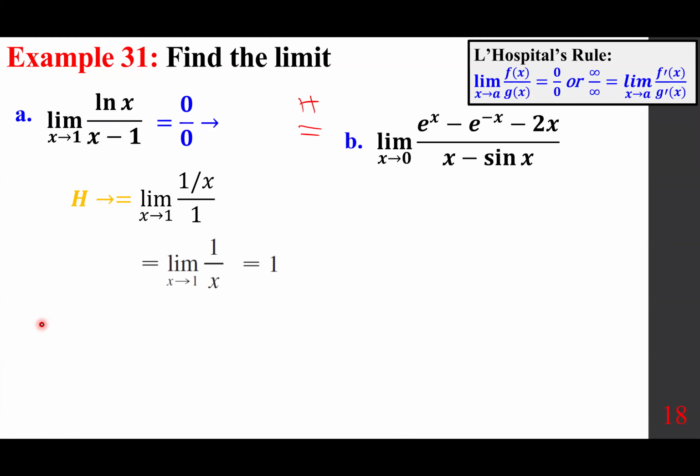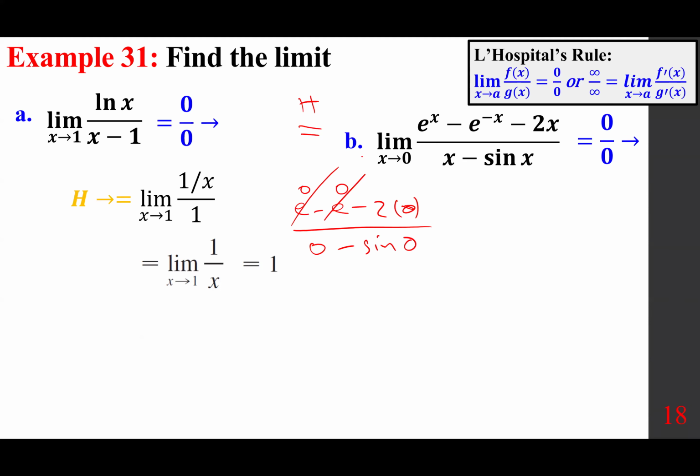What about this one? First, I'm going to show you that it's 0 over 0, and then we take it from there. If I put 0, I get e to the power of 0 minus e to the power of minus 0, which is again 0, minus 2 times 0 over 0 minus sine 0. And I hope you see these two cancel each other because 1 minus 1. We get 0 over 0.